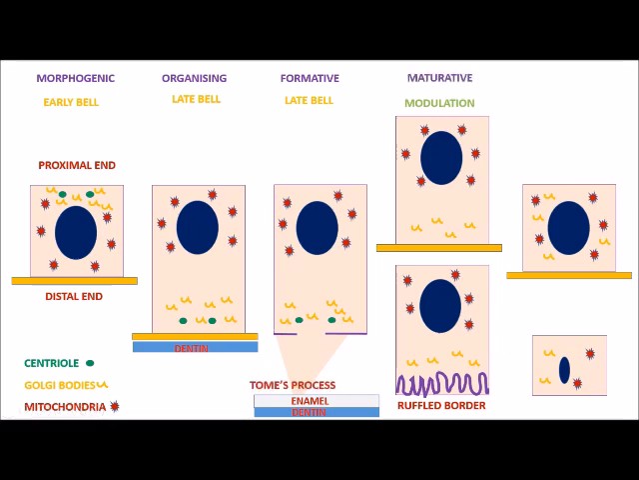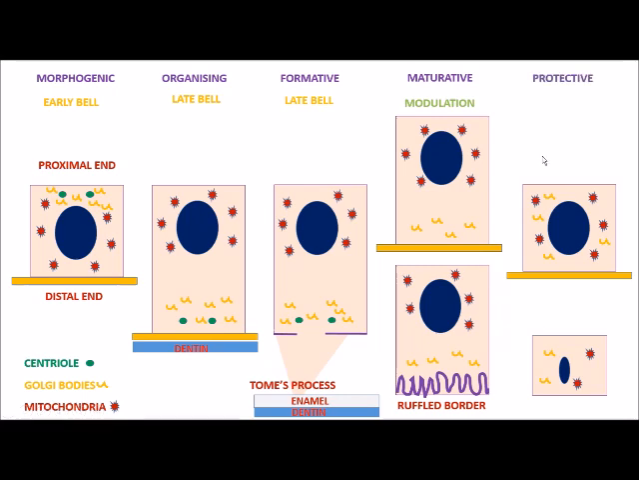Next is maturative stage. In this stage, the main process is the modulation. That means the ameloblast alternate between the ruffled border and the smooth end, and this occurs every 6 to 8 hours. And here the basement membrane reappears.